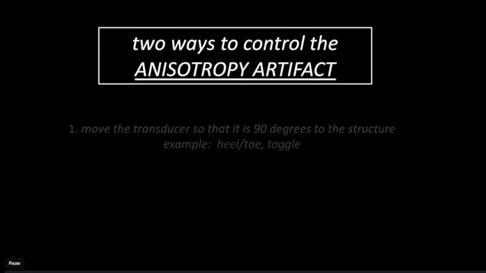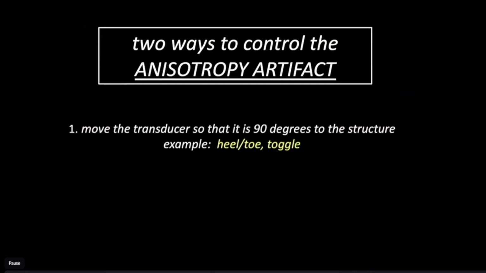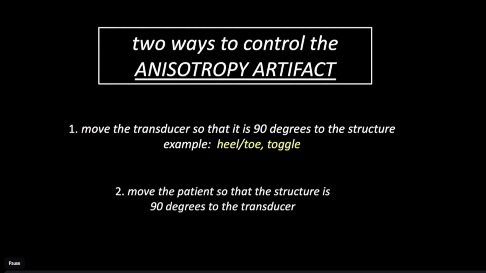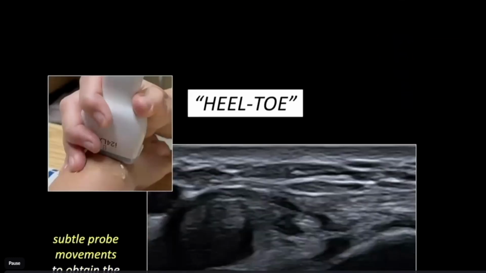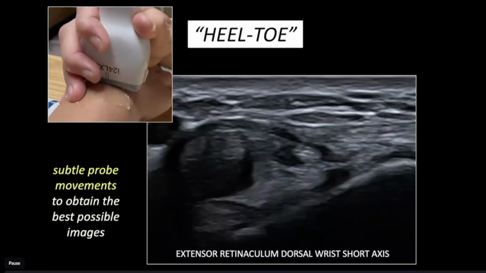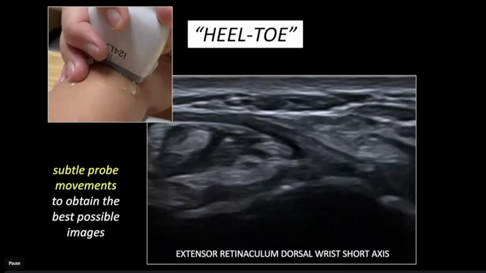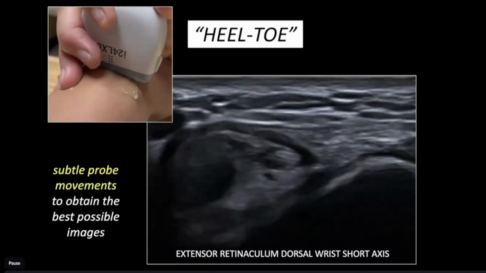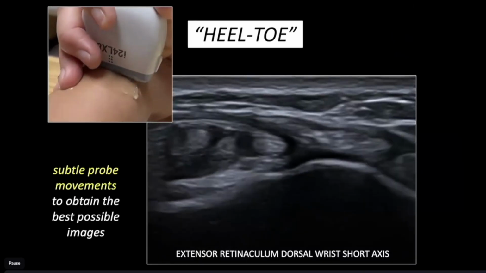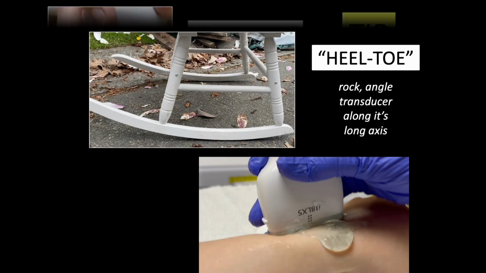Anisotropy is going to either be your friend or your enemy, so you need to try to control that artifact. And the two ways to control it would be either to move the transducer, because you're aiming to have that inclination angle at 90 degrees to the structure you're looking at. So for example, you can heel and toe or toggle, or you can move the patient so that the structure is 90 degrees to the transducer. Heeling and toeing, you can visualize that retinaculum much more clearly. This is going to help you obtain the best possible images.